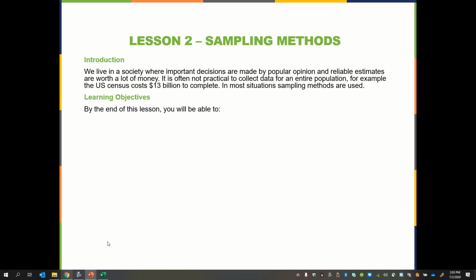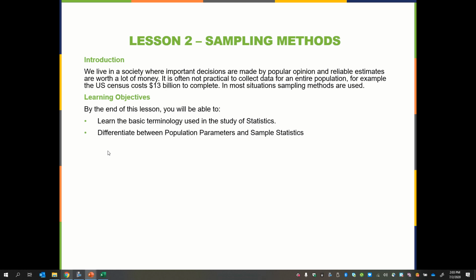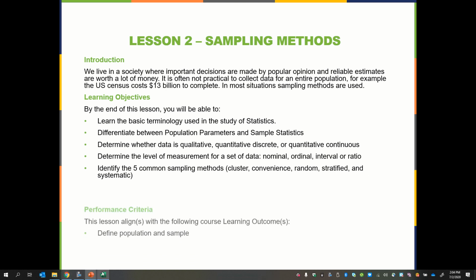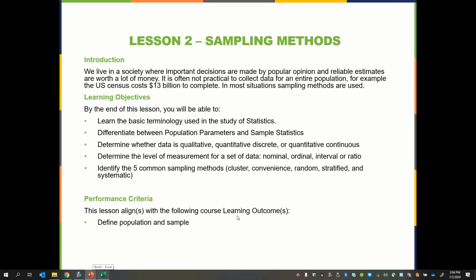For this lesson, the learning objectives are to learn the basic terminology used in the study of statistics, differentiate between population parameters and sample statistics, determine whether data is qualitative, quantitative, and if it's quantitative, is it discrete or continuous? Determine the level of measurement for a set of data, nominal, ordinal, interval, or ratio. Identify the 5 common sampling methods: cluster, convenience, random, stratified, and systematic. This lesson aligns with the following course learning outcomes: defining population and sample.